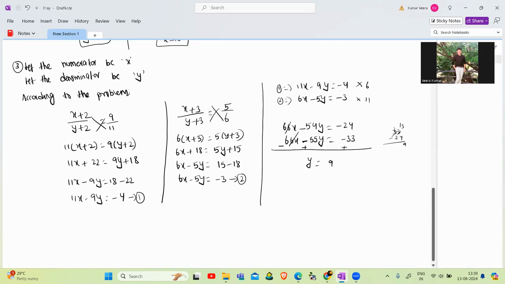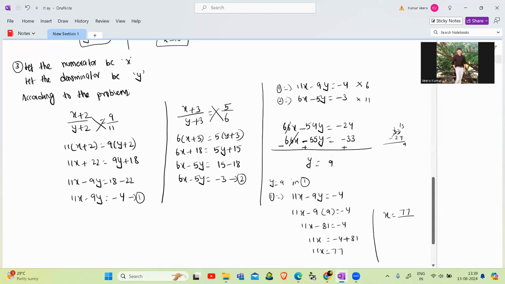So y is equal to how much you got? 9. Now take y is equal to 9 in the first equation. What is the first equation? We have 11x minus 9y is equal to minus 4. 11x we do not know. y we have is 9. So 11x, 9 9s are 81, minus 4. So 11x is minus 4 plus 81, how much is it? 77. Then x is equal to 77 by 11. Now x is equal to 7. x is equal to 7, y is equal to 9 we have.